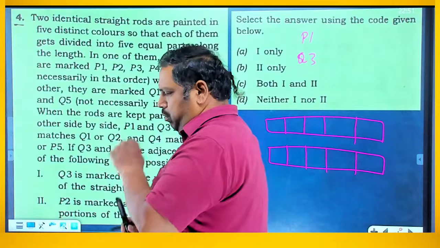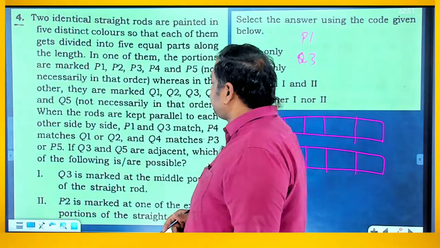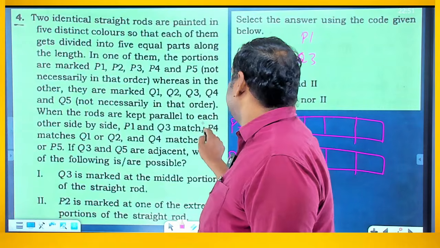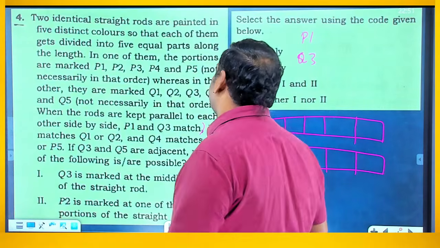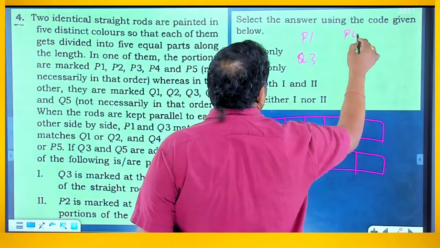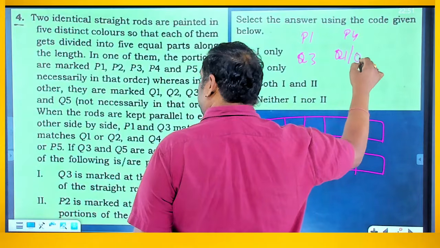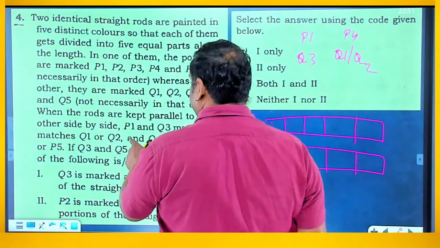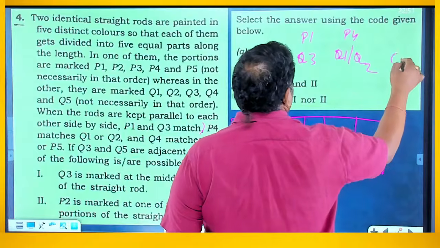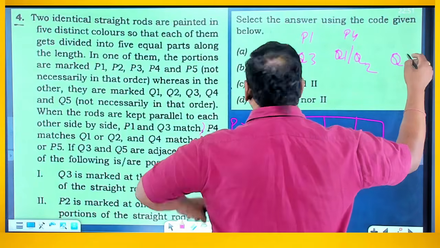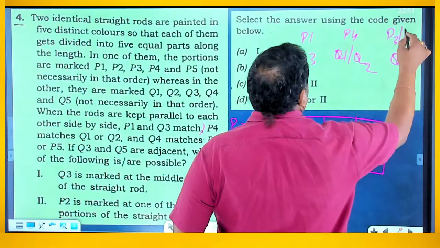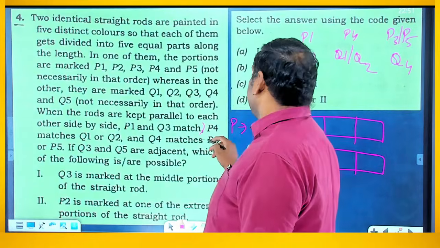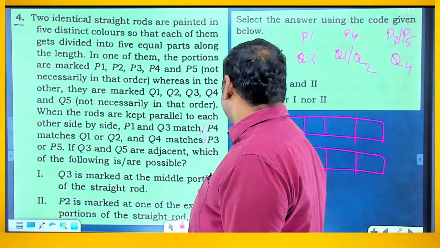Okay, fine. P1 and Q3, right? Next one. P4 matches with Q1 or Q2. Next one. Q4 matches P3 or P5. Good.